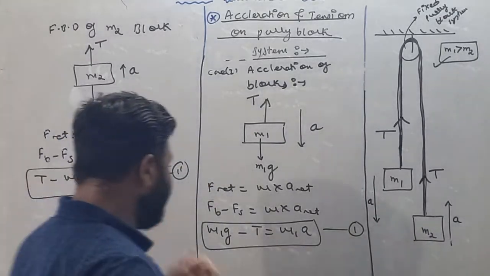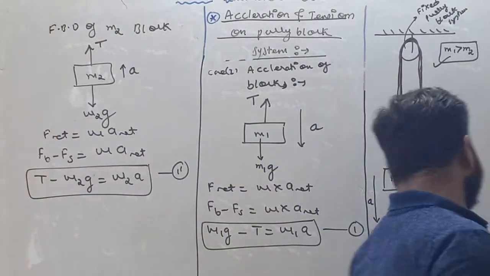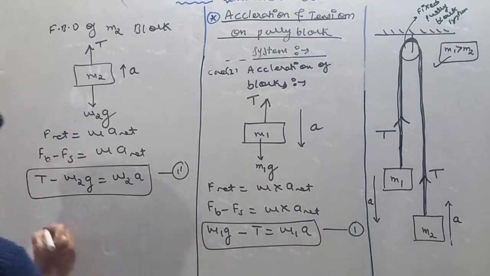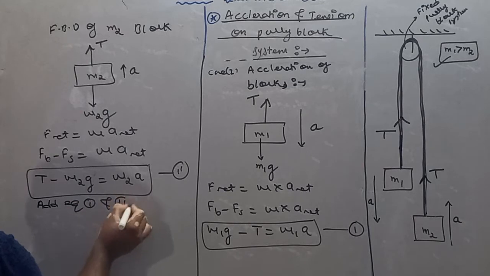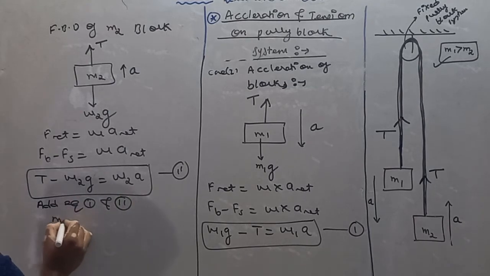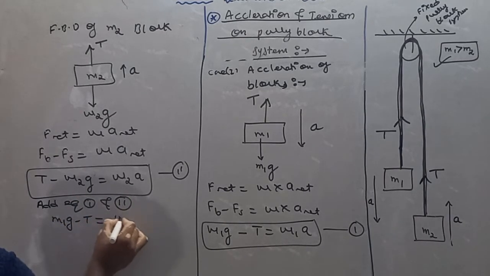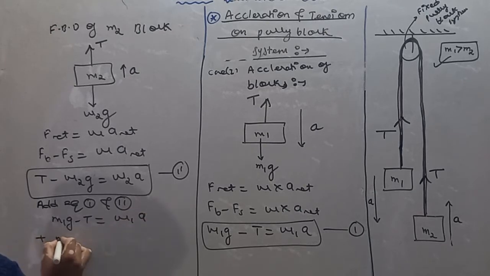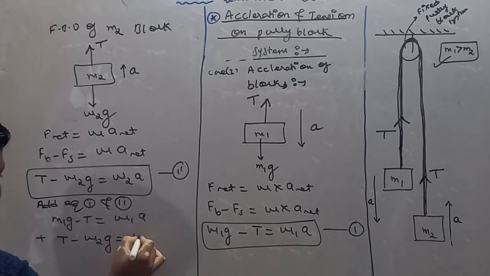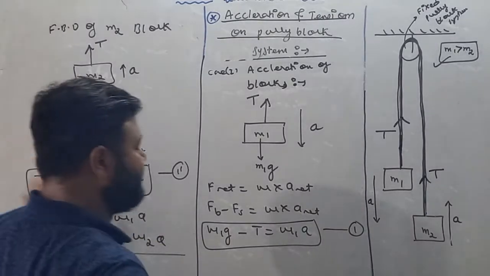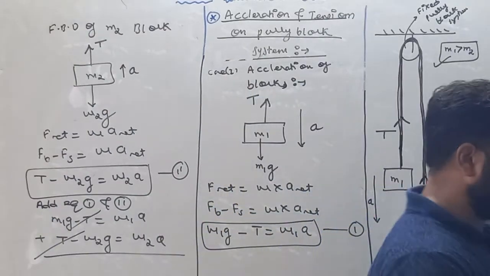Now we have to add equation 1 and equation 2. So add equation 1 and equation 2. It is m1g minus T equals m1a, plus T minus m2g equals m2a. Now see, dear student, T gets cancelled and we have to add both the equations.